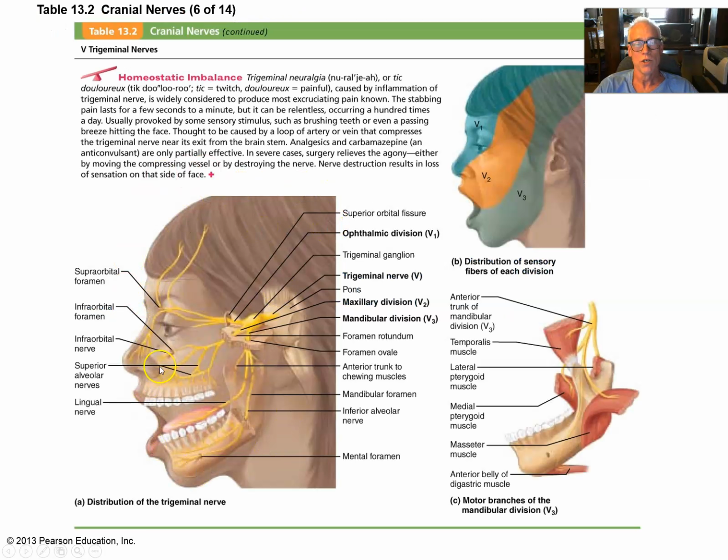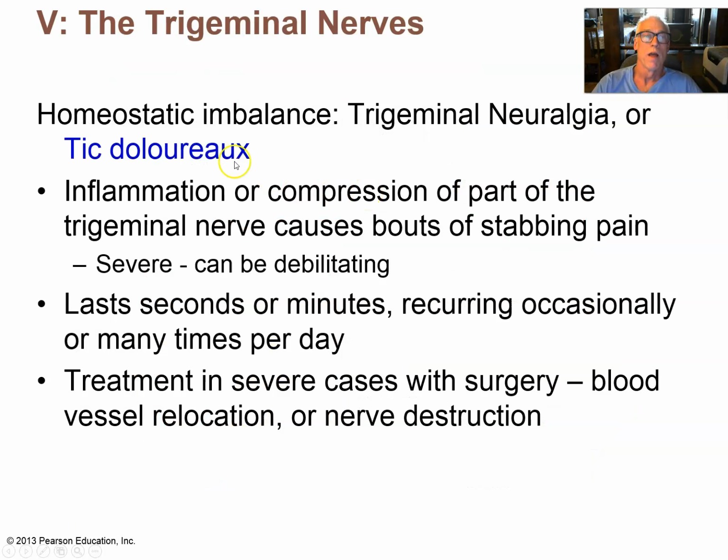There's a cartoon showing the trigeminal nerve. It's traditionally thought of as, or is in fact, divided into three branches, and they're named traditionally according to the regions of the face that they report from. I just wanted to alert you to a homeostatic imbalance associated with the sensory function of that nerve, and that is called tic douloureux.